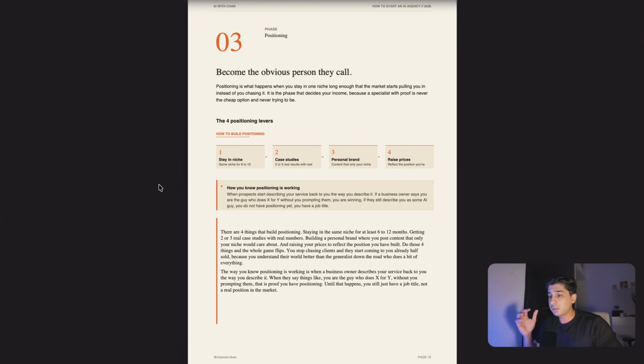Now, phase 3 is positioning. In my opinion, this is probably the most important part of this entire document, because you can have the best offer in the best industry, but if your positioning is wrong, no one is ever going to buy from you, right? So you need to become the obvious person that they turn to when they need a solution.